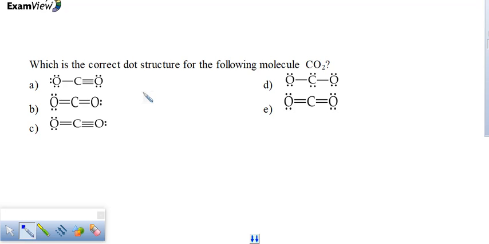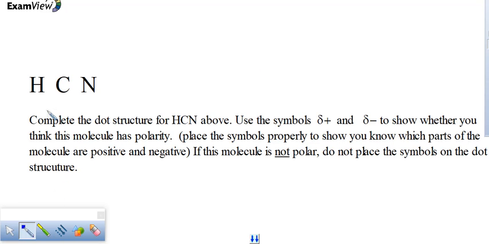The dot structure for the molecule CO2, you just have to work it out, and there it is. That's the dot structure for CO2. It's the only one that works. So complete the dot structure. We have a single bond here. This is going to be a triple bond. And here's an unshared pair. And that's it. And then use the symbols to show where there's polarity.